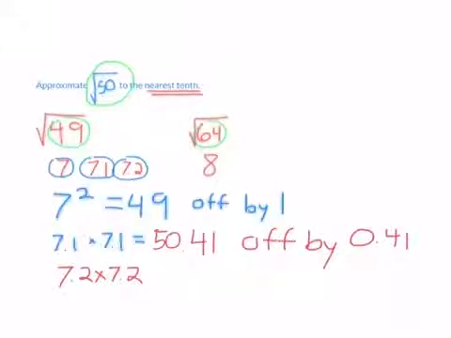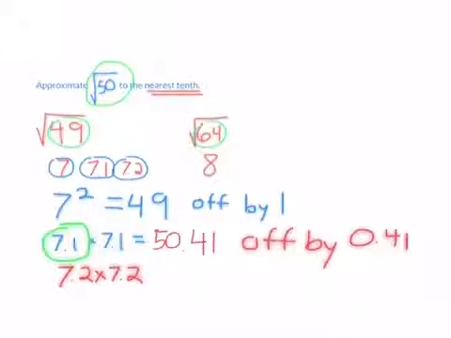So I found my closest approximation is 7.1, because 7 is off by 1, and 7.1 is off by only 41 cents, so it's closer. I hope this is helpful.